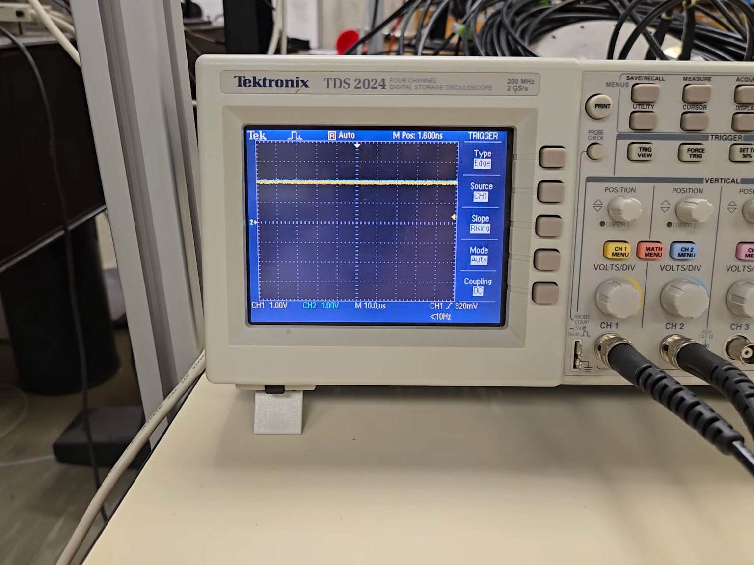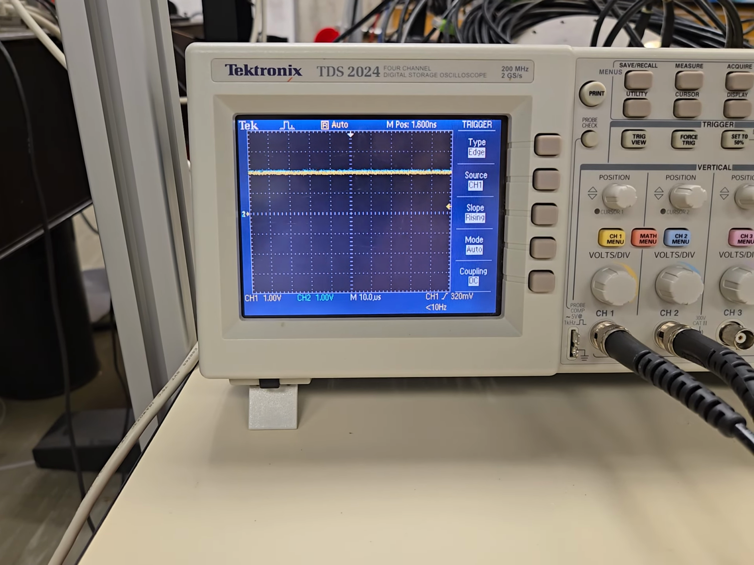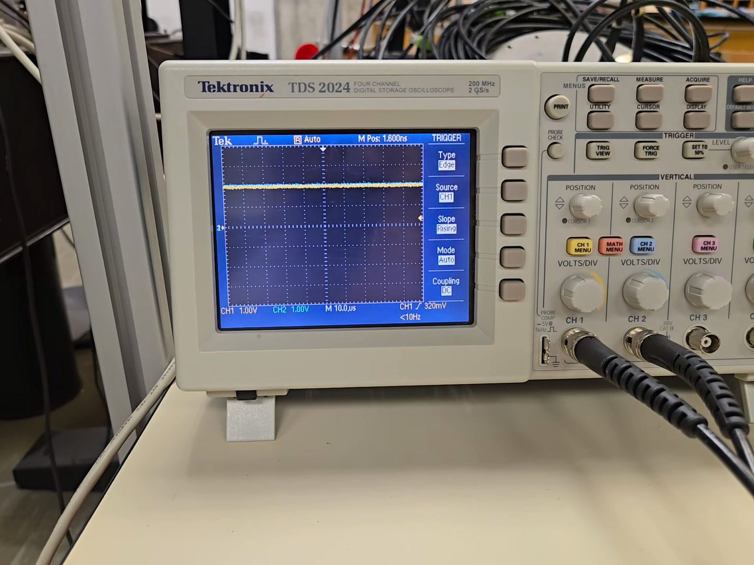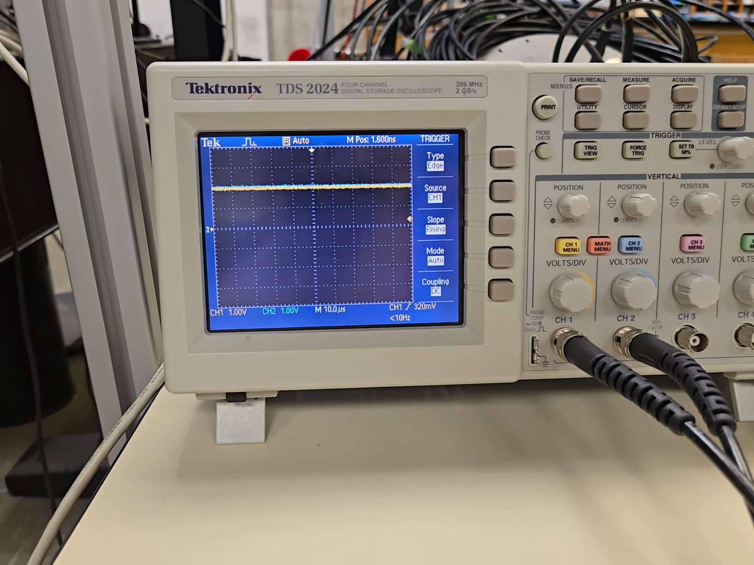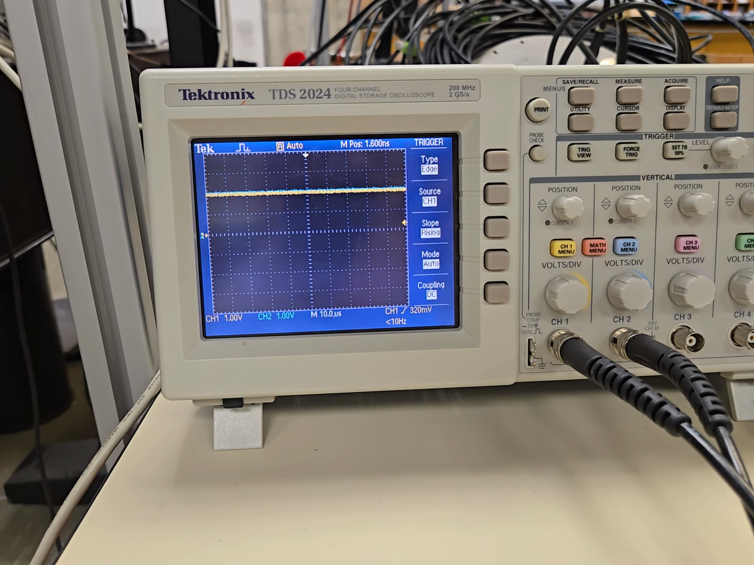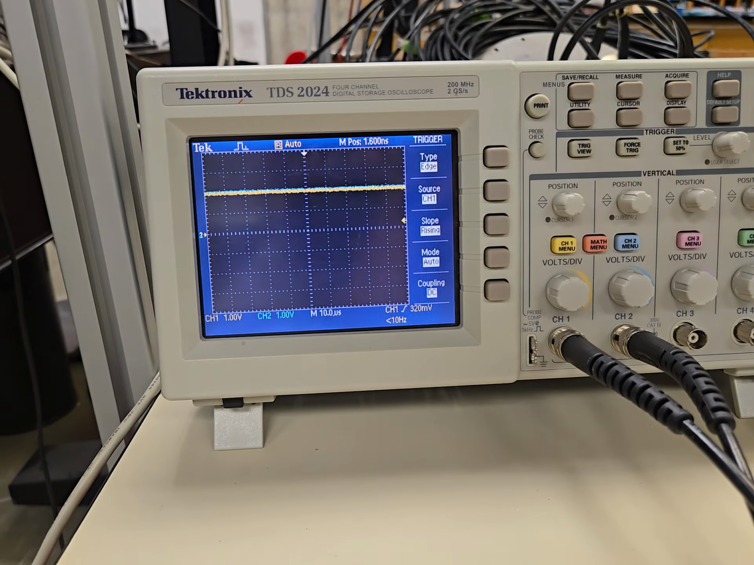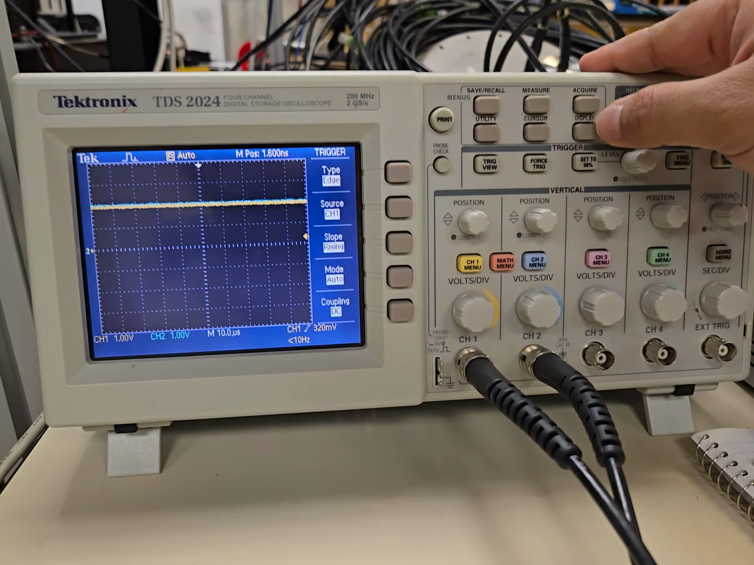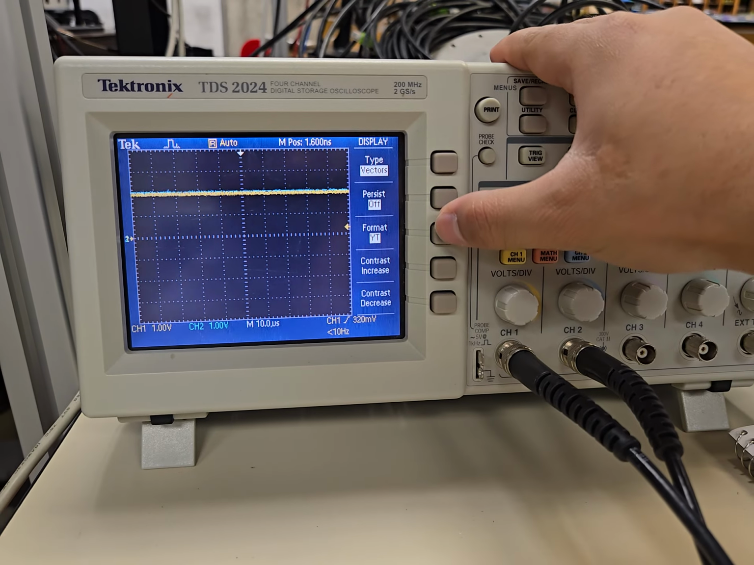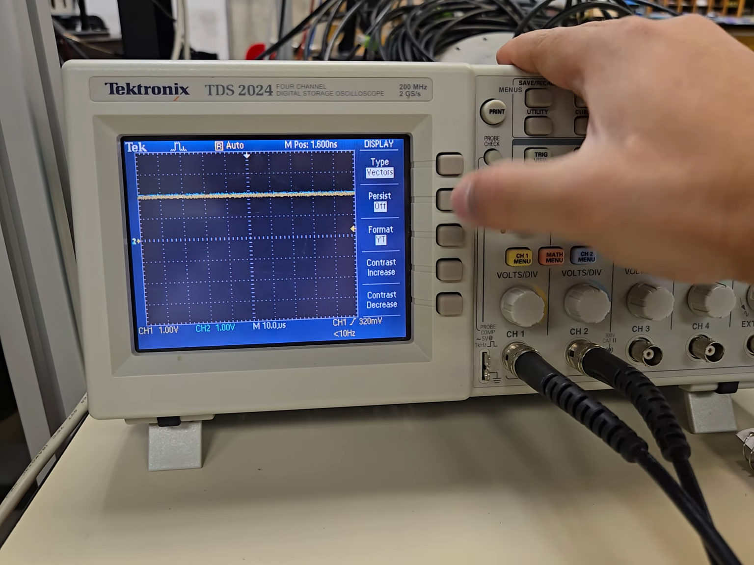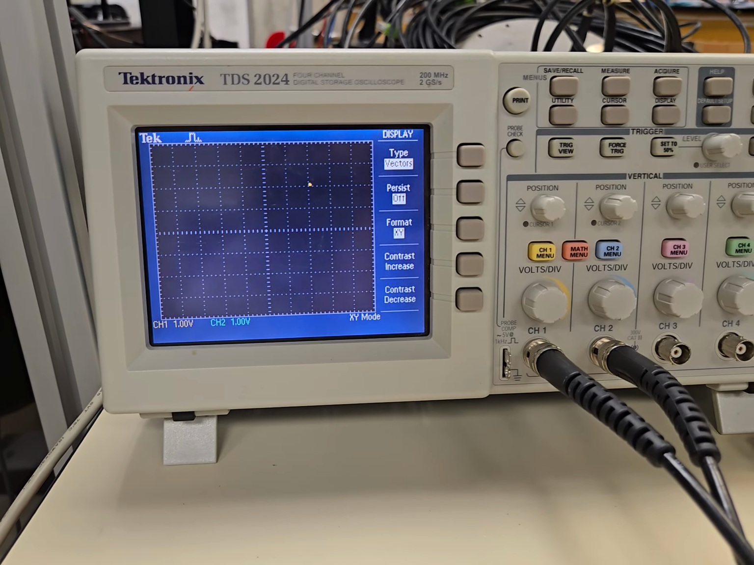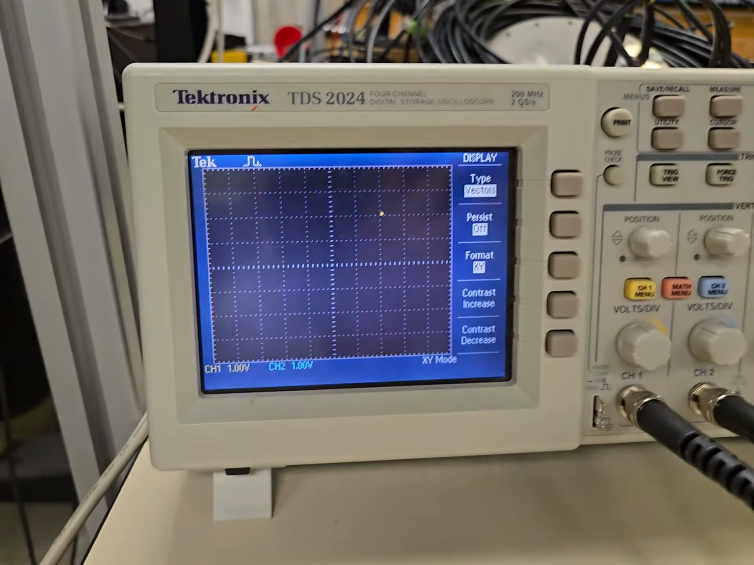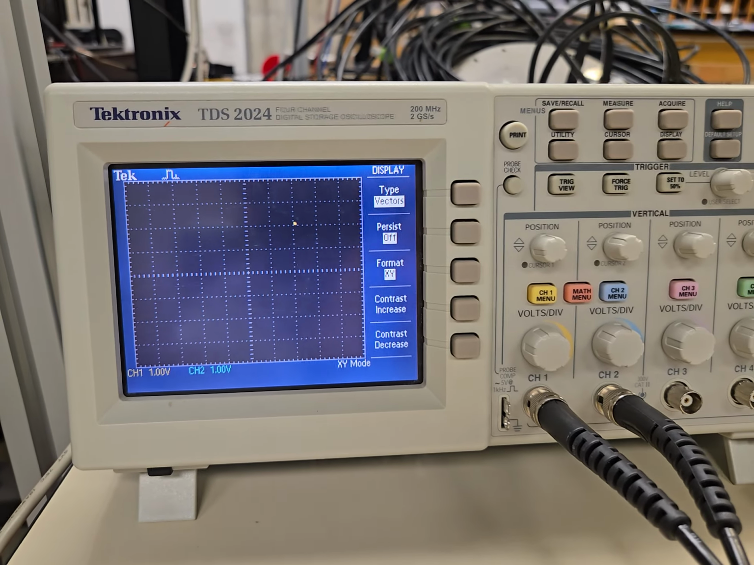It's constant voltage, because this is on YT mode. But we can change the YT mode to XY mode, where it will plot a point at X voltage comma Y voltage. And the way you do it is you go to display, you change YT into XY. Now because both of our voltages were 2 volt, we have a point at 2 comma 2.